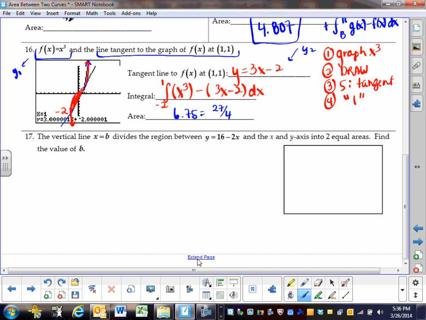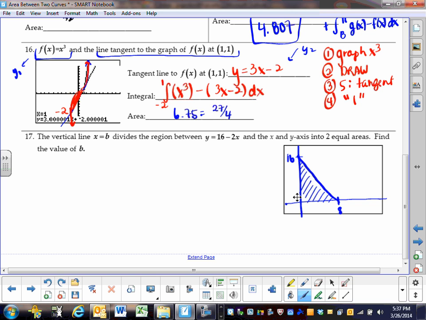Okay. Now this next part, the vertical line x equals b divides the region between this line and the x and y axis into two equal areas. Okay, the question is never going to be where's the x value that's in the middle. Okay, so between the x-axis and the y-axis in this line, if x is 0, the y value is 16. If x is 8, then the y value would be 0. So we're talking about the area between the line and those curves, like here. So this triangle. So the x value being 4 is not going to cut this shape in half.